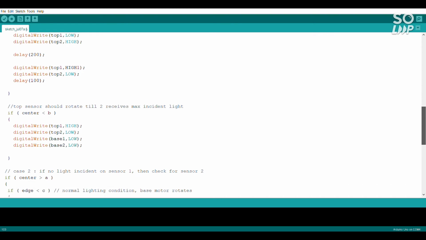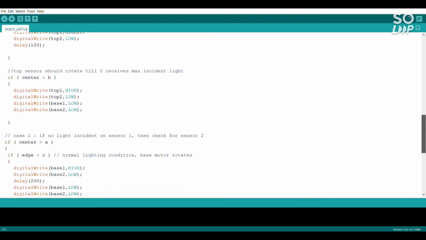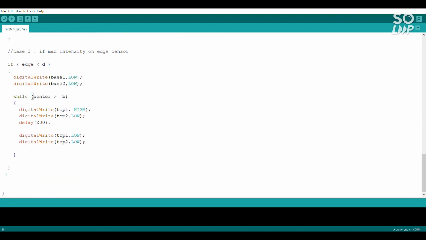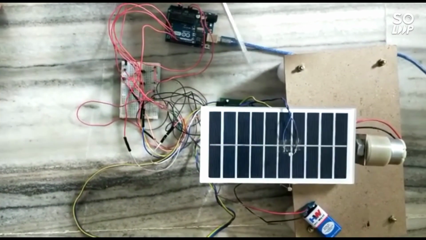In the second case, if none of the LDRs detect any light, then due to the LDR at the edge, the motor at the bottom rotates in the y-axis direction to find where the incident light is maximum. If the maximum intensity at the edge or the center is maximum, then the top motor rotates till the center LDR detects the maximum intensity. The light intensity at the center is greater than the normal lighting.